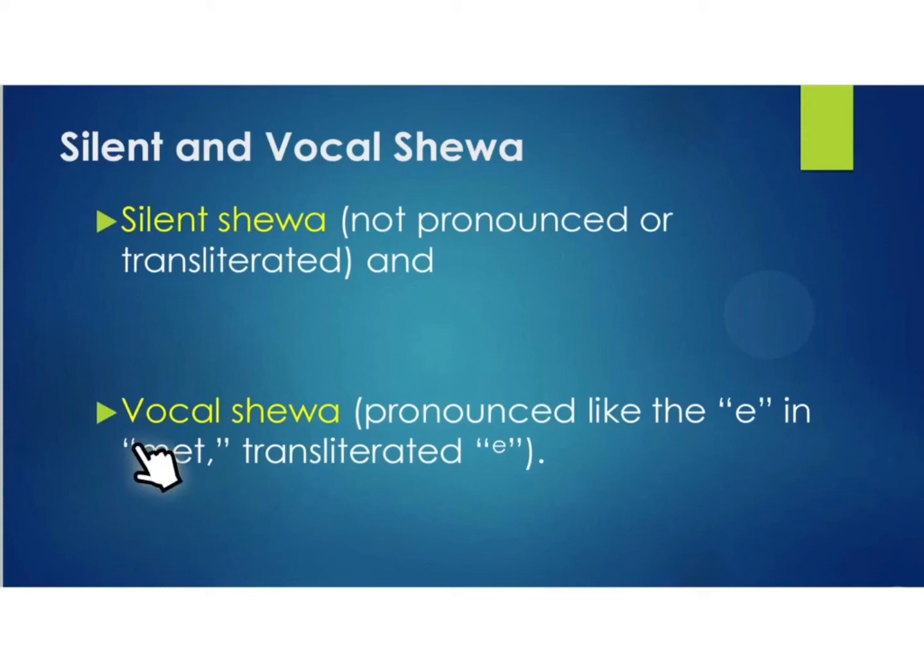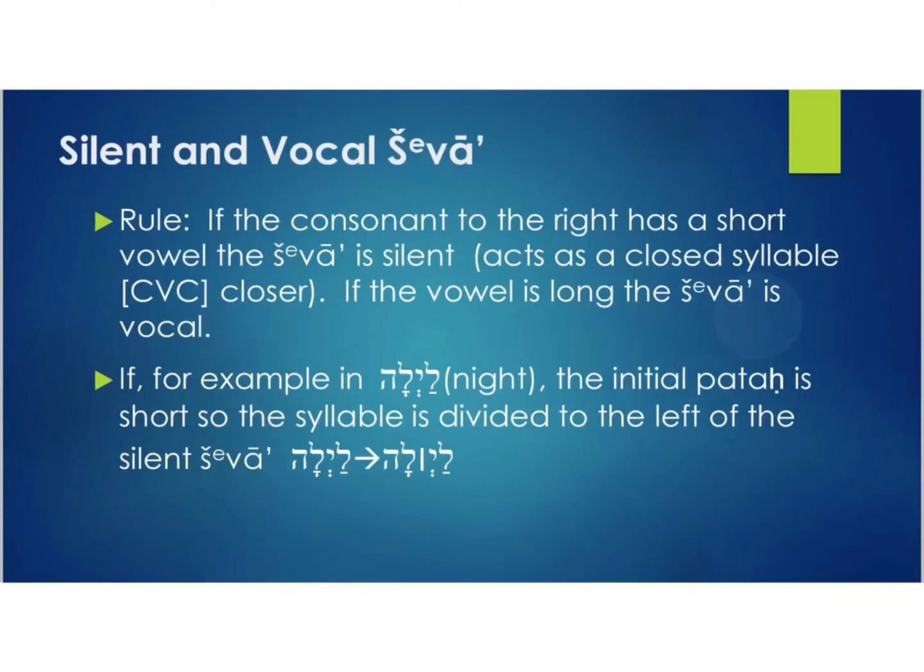The next one is called vocal Shewa. What is a vocal Shewa? A vocal Shewa is pronounced like the E in 'met', and it is transliterated as a superscript e. So you have a very quick e pronunciation for vocal Shewa. It doesn't carry the exact value of a full vowel, but there is a quick sound of an e, which is also identified by transliterating as an e in superscript form.